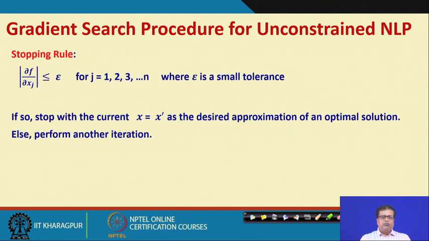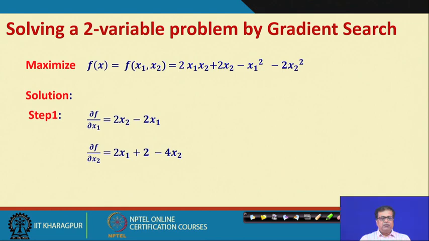Let us see, and obviously, we have the stopping rule that the partial derivative for each variable should be less than or equal to epsilon, and if so, stop with the current x equal to x dash as the desired approximation of an optimal solution, else perform another iteration. So, that is the method. Once we know the method, we will revisit it one more time after we see how a problem is solved.